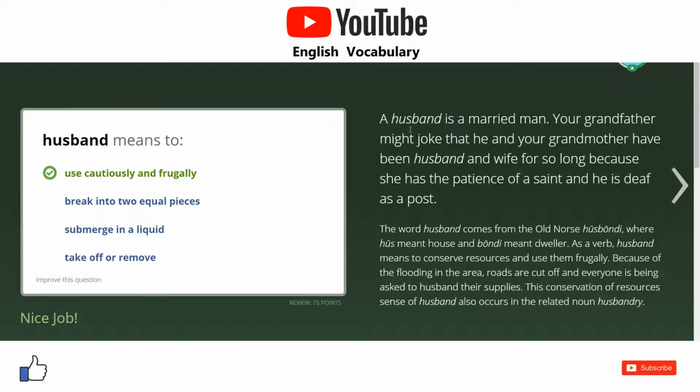Your grandfather might joke that he and your grandmother have been husband and wife for so long because she has the patience of a saint and he is deaf as a post. The word husband comes from the Old Norse husbandi, where hus meant house and bondi meant dweller. As a verb, husband means to conserve resources and use them frugally. Because of the flooding in the area, roads are cut off and everyone is being asked to husband their supplies. This conservation of resources sense of husband also occurs in the related noun husbandry.